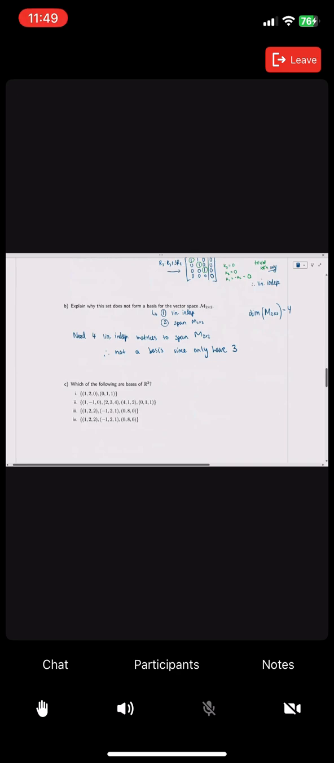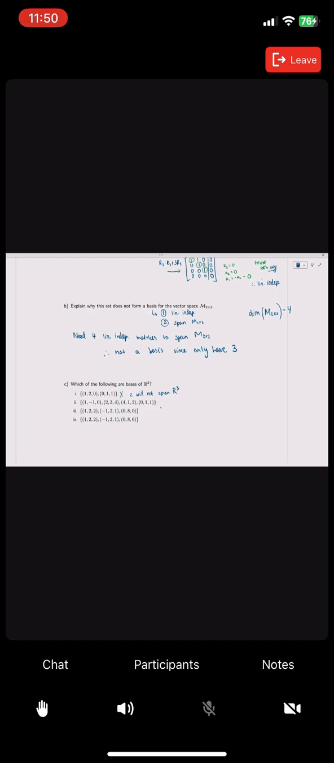Now this question is not related to the one we just did, even though it says part C, but it's a separate question. Which of the following are bases of R3? So it's still talking about bases, but now it's R3. So you can see how the first one is not, because it has only two vectors. They won't span. Two will not span R3.